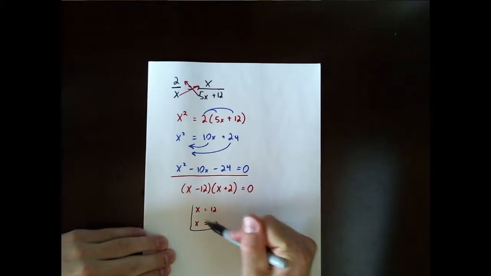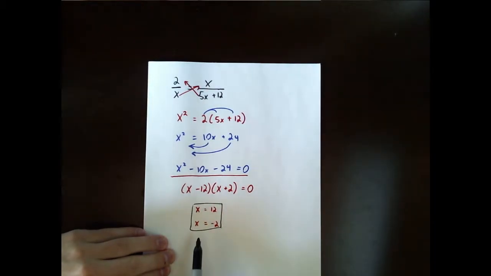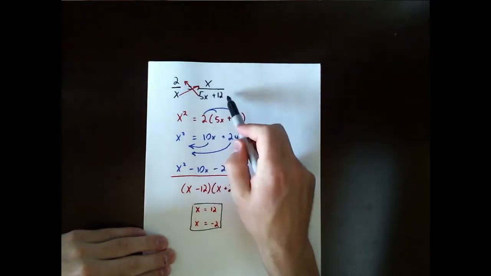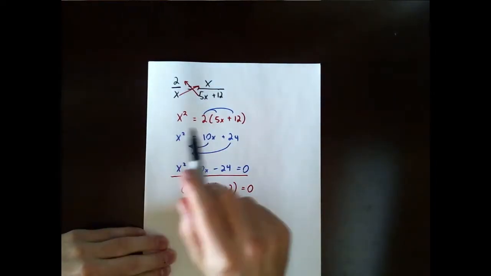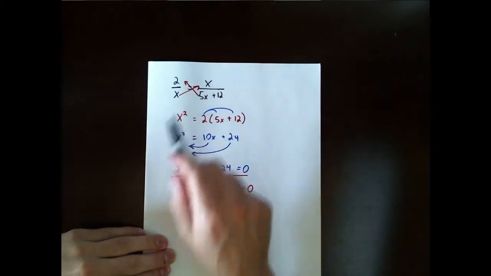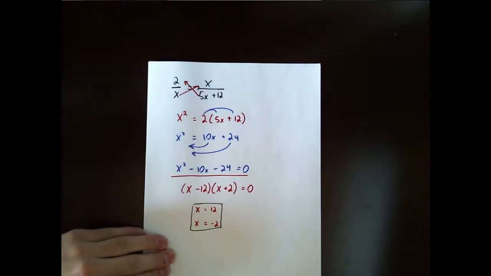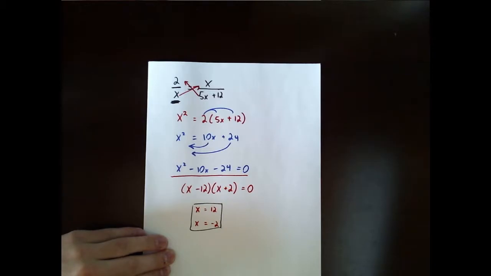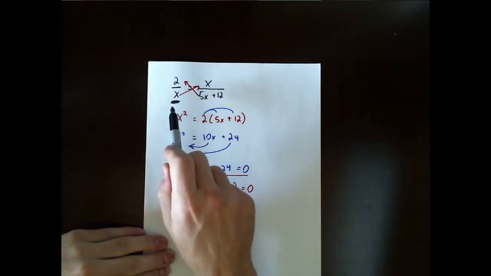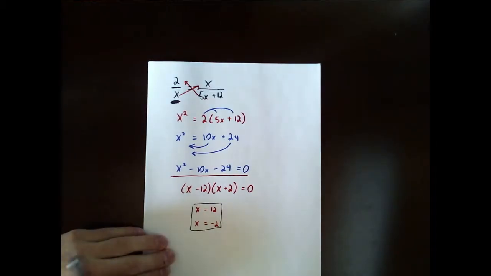And one more thing that we just want to do when we're dealing with these rational equations is to plug our solutions into the denominators and make sure that we don't end up with a 0. Well, the denominator over here on the left hand side is just an x. So when I plug 12 in, I don't get a 0, and when I plug negative 2 in, I don't get a 0, so that one checks out.